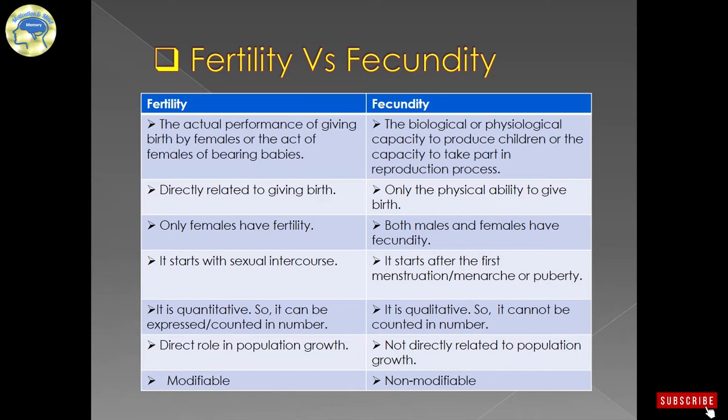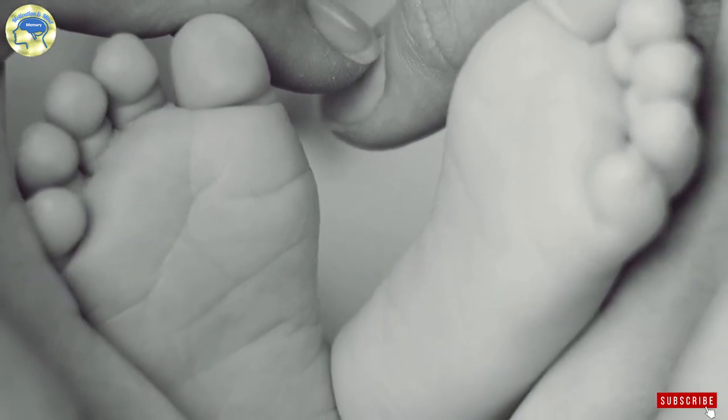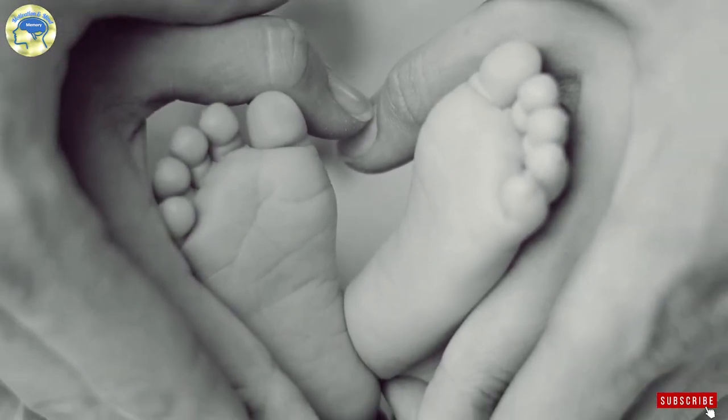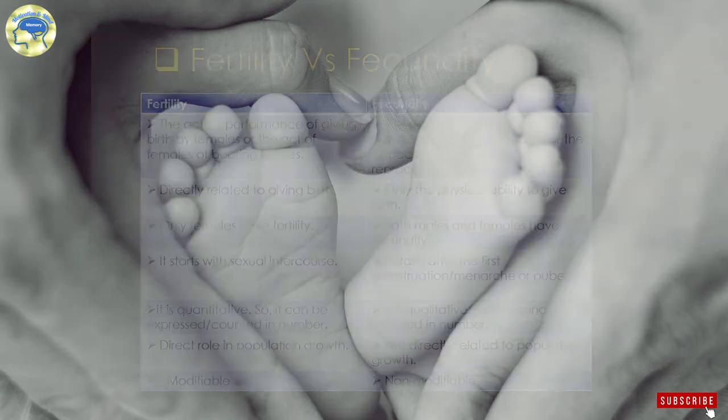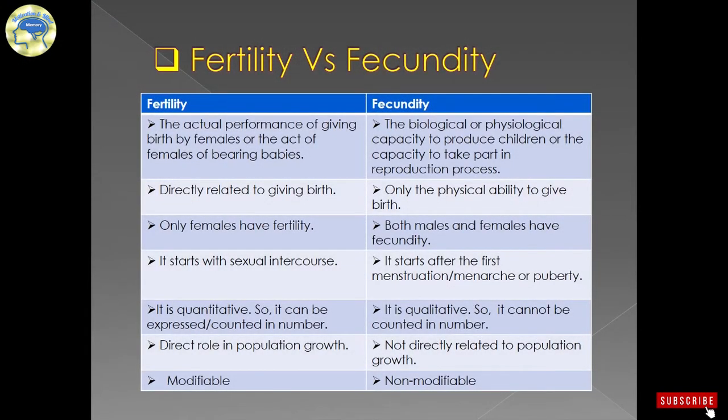it is the act of females bearing babies. So it is the actual performance of giving birth. The actual giving birth by females is known as fertility. So this is the activity of giving birth. Whereas fecundity means only the biological or physiological capacity to produce children, or the capacity to take part in the reproduction process. This is the physiological or biological capacity to take part in reproduction.